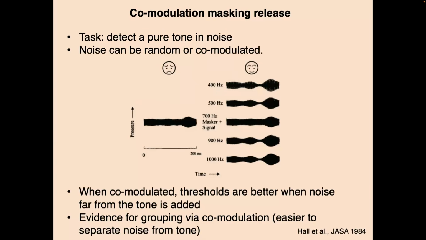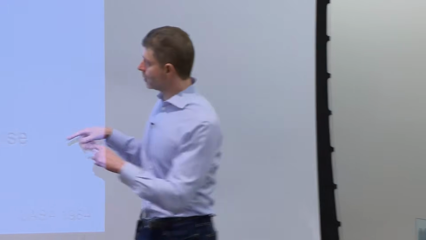Okay? So in this particular phenomenon, your task is to detect a pure tone in noise, right? Like one of those classical masking experiments. Okay? And we're going to measure your threshold for detecting the tone in the noise. Okay? And like in the classic band widening experiment of Fletcher, we're going to manipulate the bandwidth of the noise. Okay? But the catch here is that unlike the classical experiments, in this experiment, the noise can either be fully random, as in the classical experiments, or co-modulated. All right? That means multiplied by a common envelope. Okay? So that's what is schematized here.